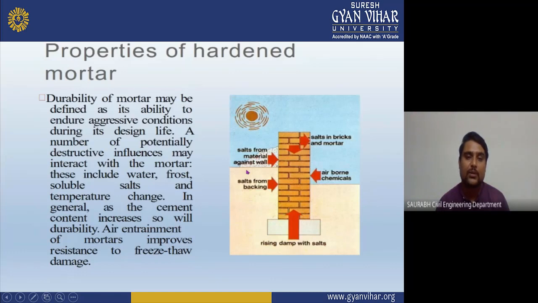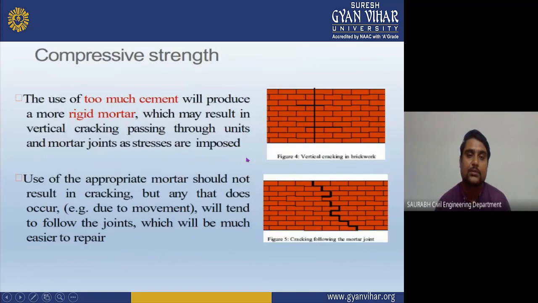Now we will see the hardened properties of mortar. Durability of mortar may be defined as its ability to endure aggressive conditions during its design life. A number of potentially destructive influences may interact with the mortar. These include water, frost, soluble salt, and temperature change. In general, as the cement content increases, so will durability. Air entrainment of mortar improves the resistance to freeze-thaw damage.